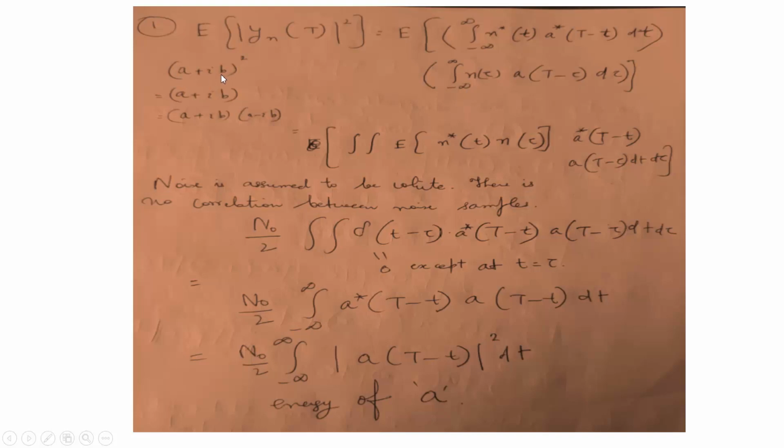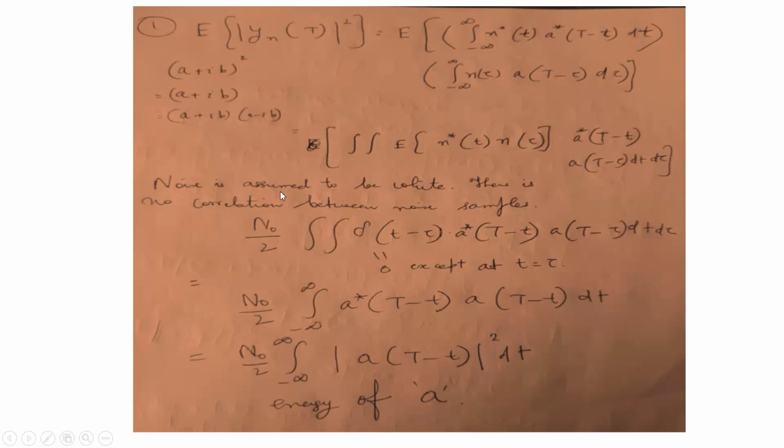If this is a complex number, we can multiply it like this, so we get the conjugate, right? And we also need to take the expected value. We can take the expectation inside. We are using two variables, t and tau, just to calculate the square value. So we take n*(t) n(tau) common from both the integrals, and a*(T minus t) a(T minus tau), dt d tau.